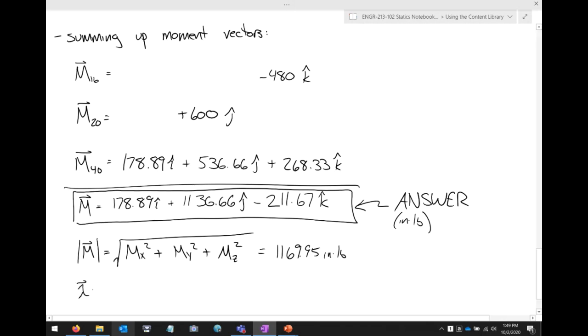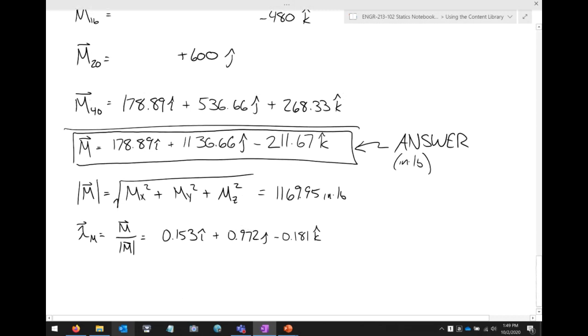And then in terms of the direction, it is no different than you would do in any other problem. You'd get a unit vector, which would be the vector divided by its own magnitude, which I'll go ahead and tell you ends up being like 0.153I plus 0.972J minus 0.181K. And as for direction, does anybody remember how you get the direction?